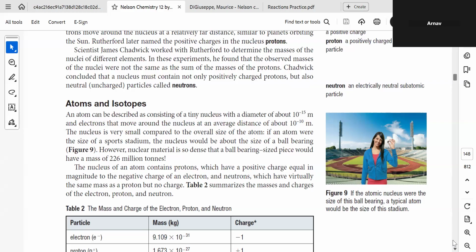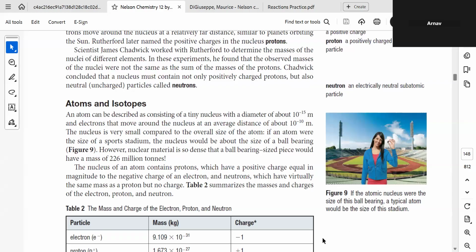So the image is trying to tell you how tiny the nucleus is in comparison to the atom. So the atom is huge and the nucleus is tiny. Okay. Does that make sense? Yeah. Okay. Any doubt till here? No.